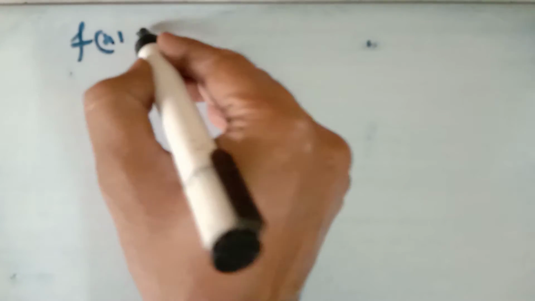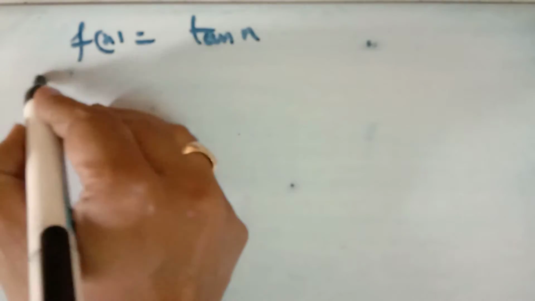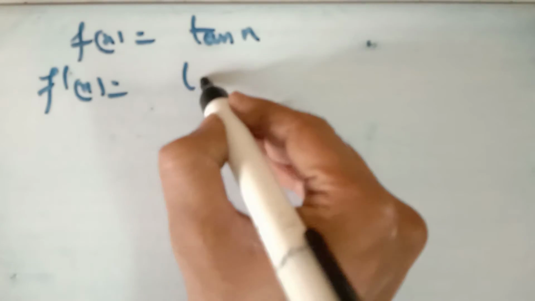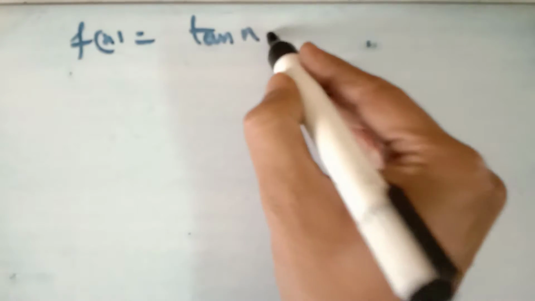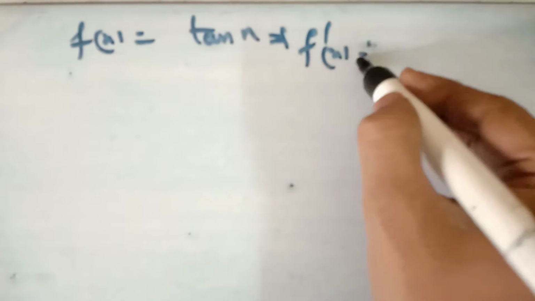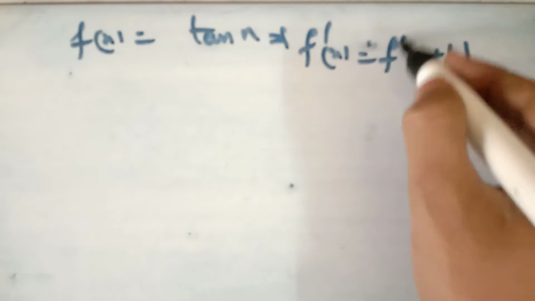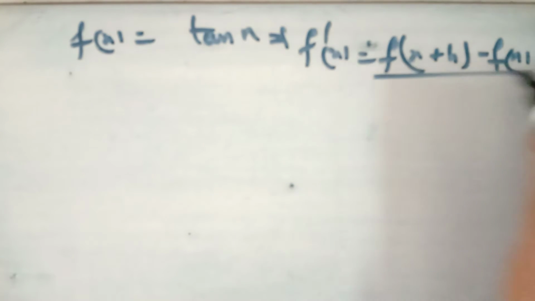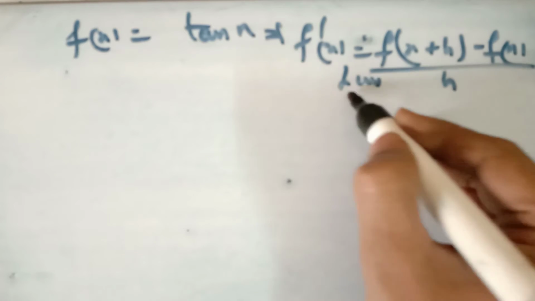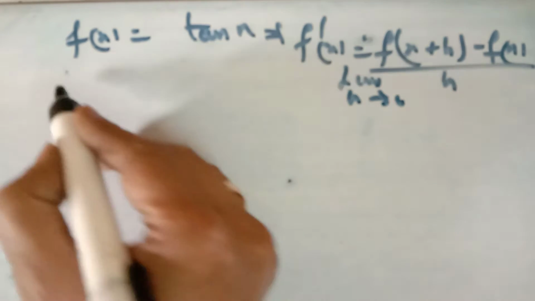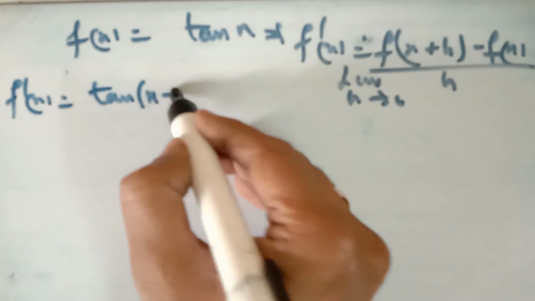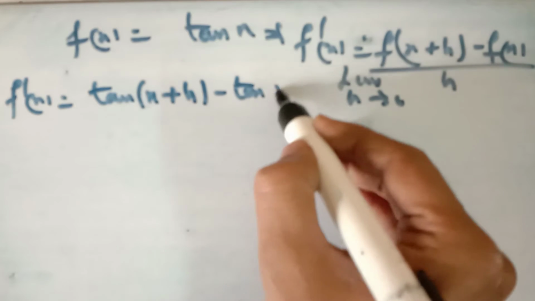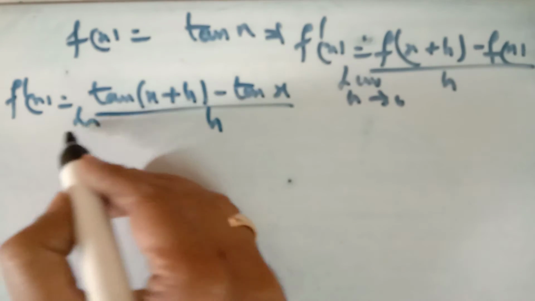f(x) is equal to tan x. So to find f'(x) using the first principle formula, we can write the formula again: f'(x) is f(x+h) minus f(x) upon h, limit h goes to 0. So apply this formula. f'(x) will be tan(x+h) minus tan x upon h, limit h goes to 0.